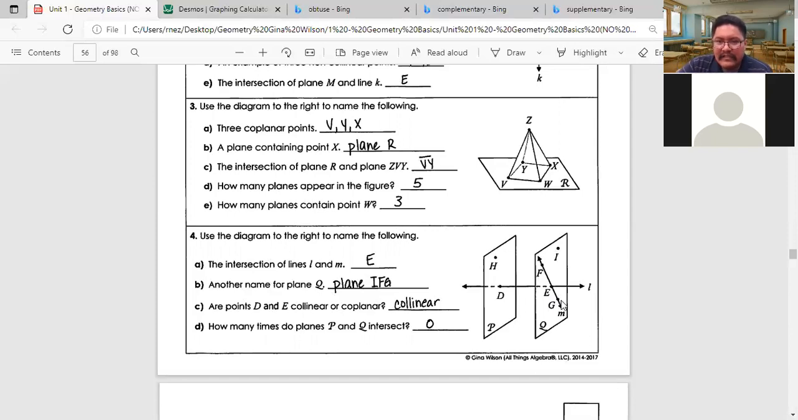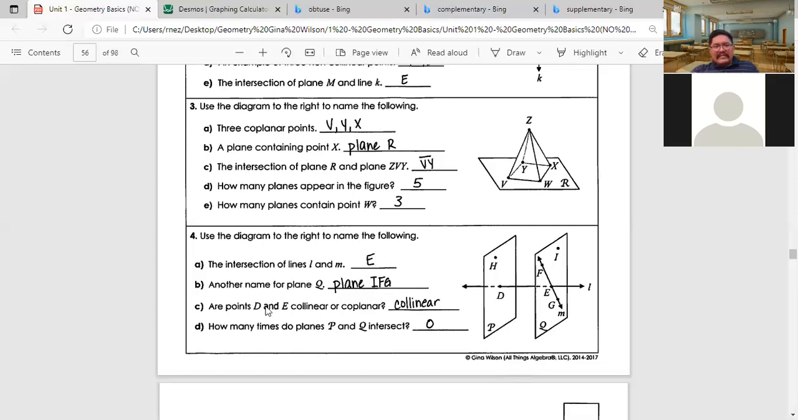So IFG, and again, any of these 3 points would work out, except for maybe FEG, because since they're a line, they would not really form a plane. They would just form a line. So any of those would work out as long as it's not FEG.